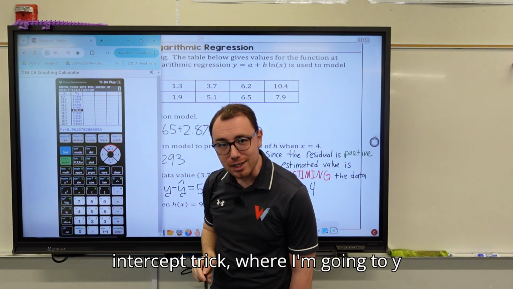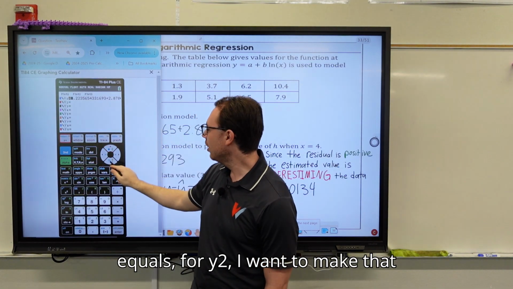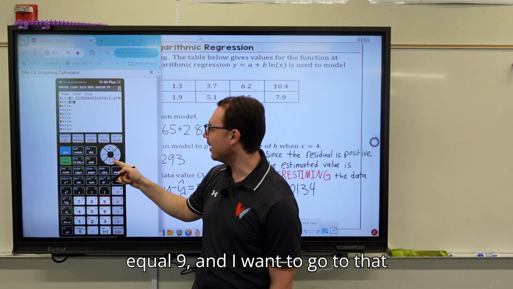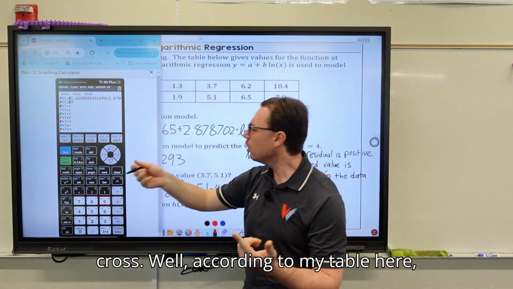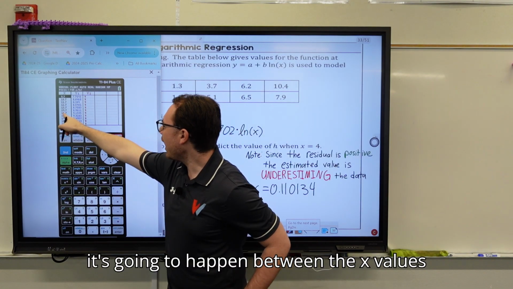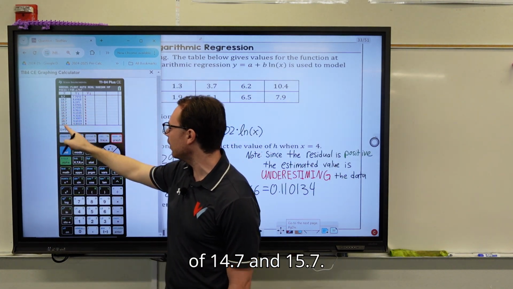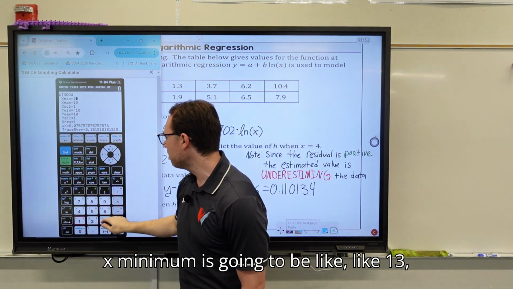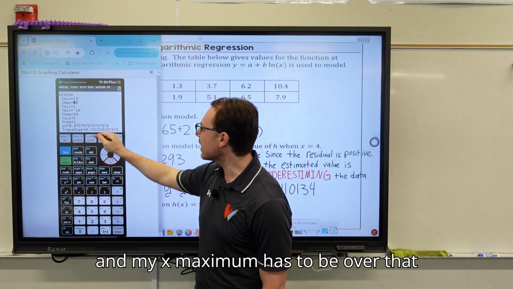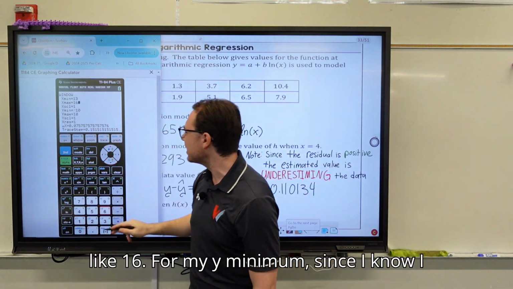I don't know exactly when my y1 will equal that. So I can use that intercept trick where I'm going to y equals, for y2, I want to make that equal 9, and I want to go to that window where those two lines are going to cross. According to my table, it's going to happen between the x values of 14.7 and 15.7. So I can change my window where my x minimum is going to be like 13, and my x maximum has to be over that 15.7. So I make that equal to like 16.